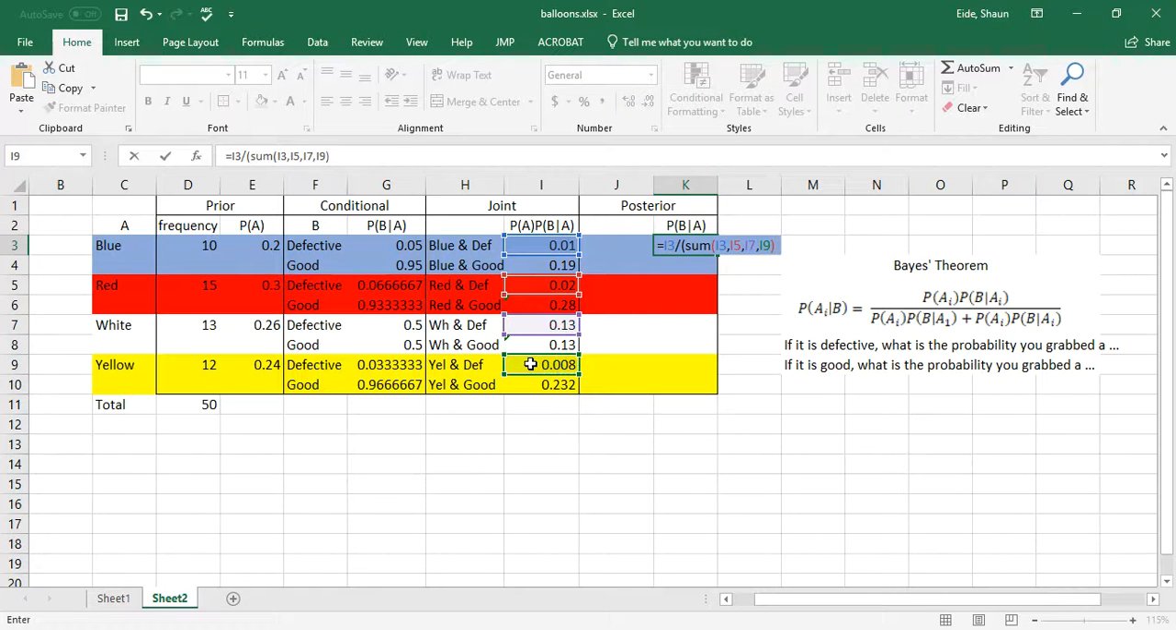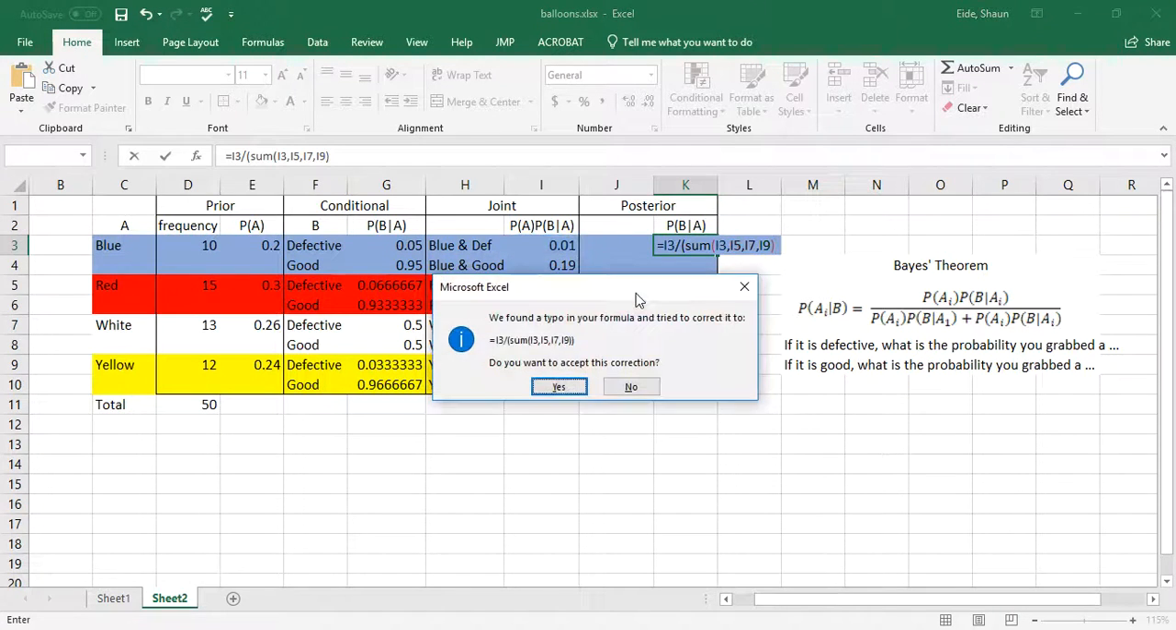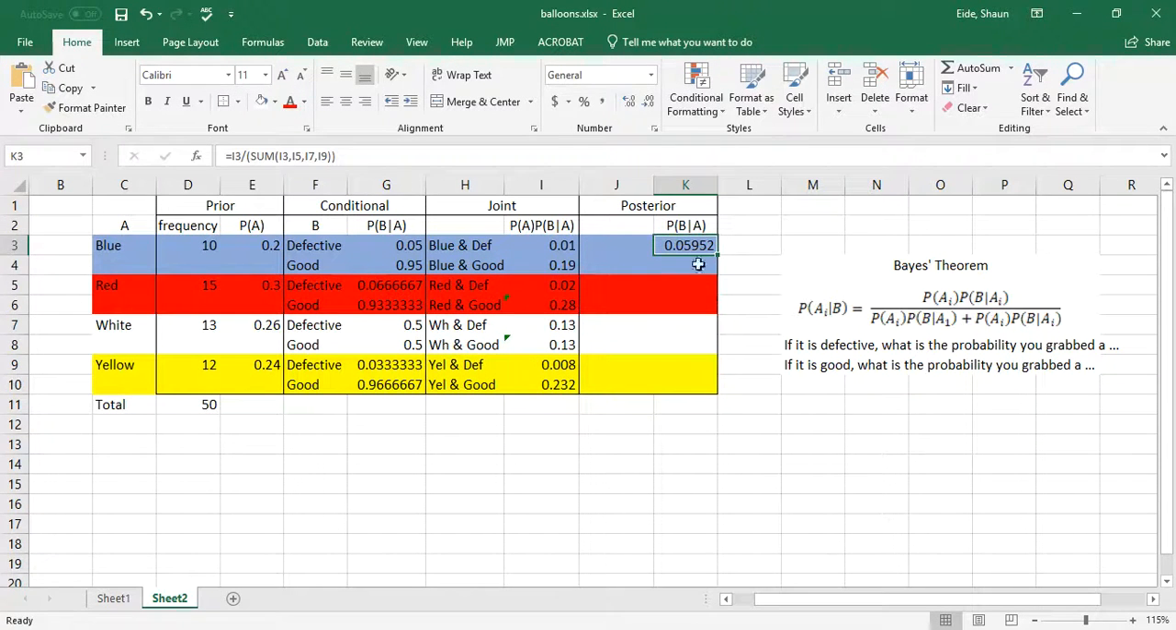Now, notice I only did the joint probabilities of the colors and it being defective. So I'm saying, what's the probability of it being blue out of all of the defective probabilities? Oh, I just had an extra parenthesis. So if I were to randomly have a balloon that is defective, the probability that it is blue would be 0.059.